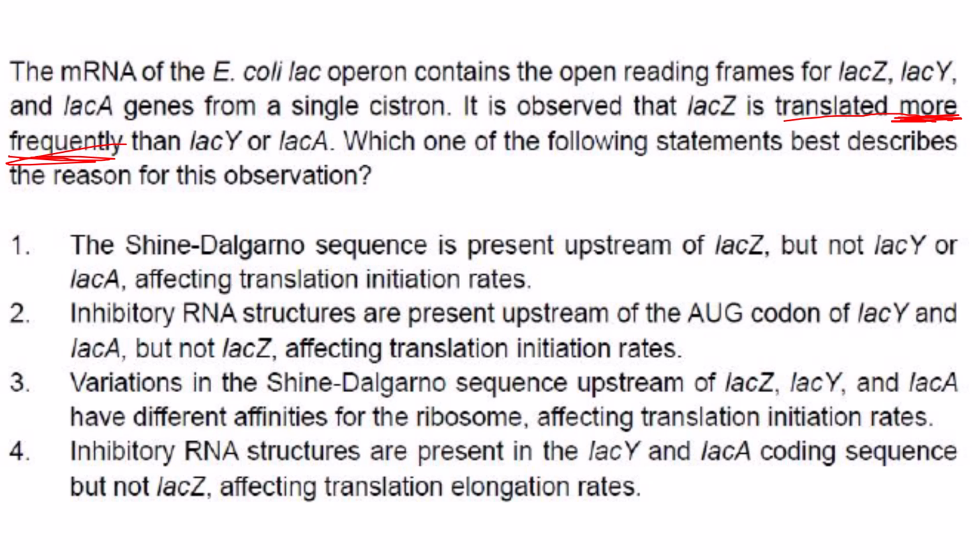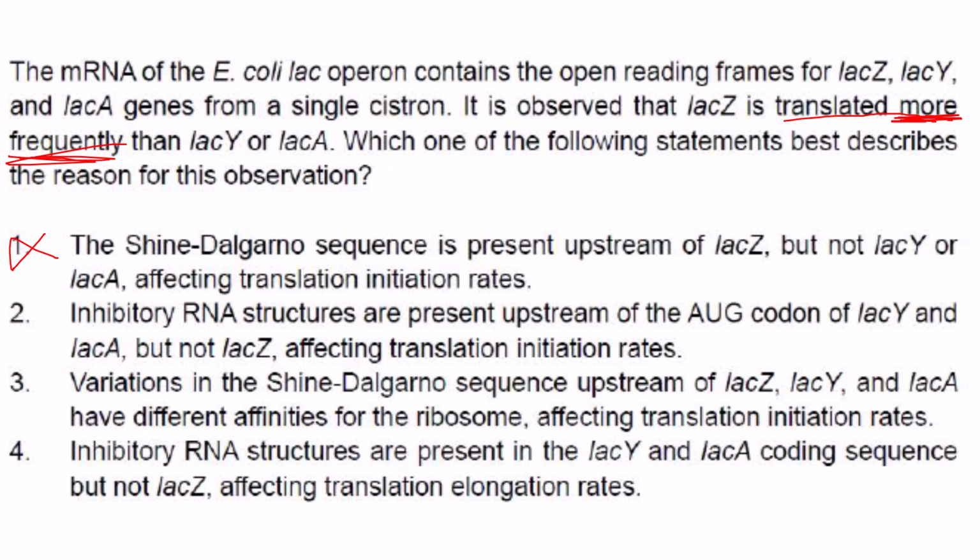Which one of the following statements best describes the reason for this observation? If you see the first statement, we will see which is the correct statement. The Shine-Dalgarno sequence is present upstream of lac Z but not lac Y and A. That is not correct. I already told you lac Z has got its own Shine-Dalgarno sequence, Y has got its own Shine-Dalgarno sequence, and A is also having its own Shine-Dalgarno sequence. So that makes option 1 the wrong answer.